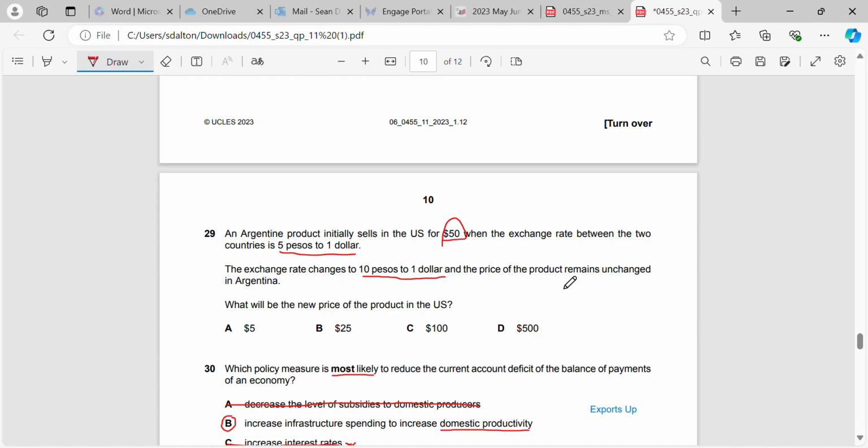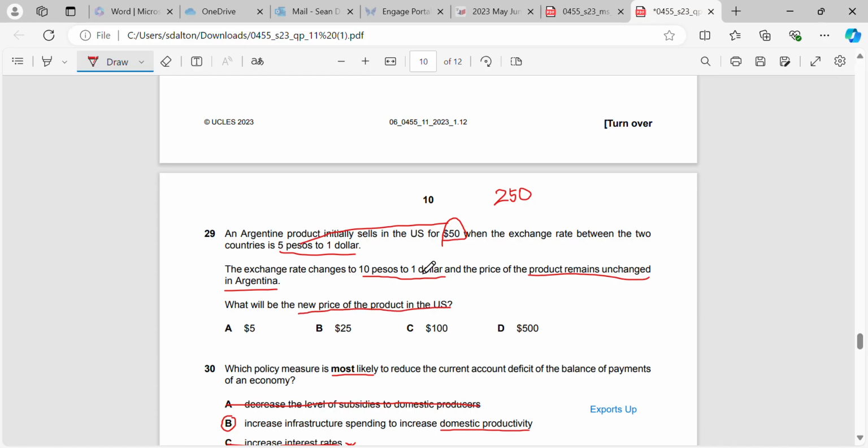So this is our key. Price is staying the same in Argentina. So what does that mean? Let's find out how much they got initially. So initially they would have had 5 multiplied by 50. Price of the product would have been 250 pesos. Right?